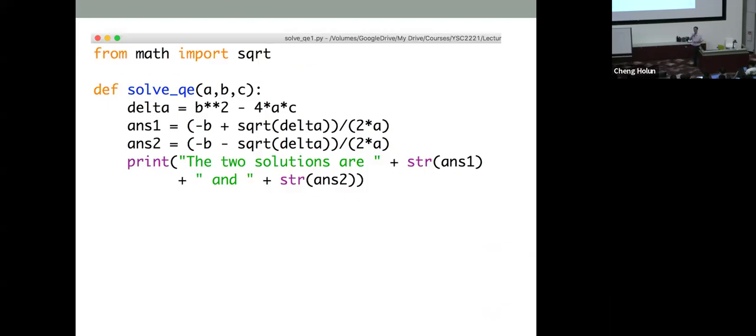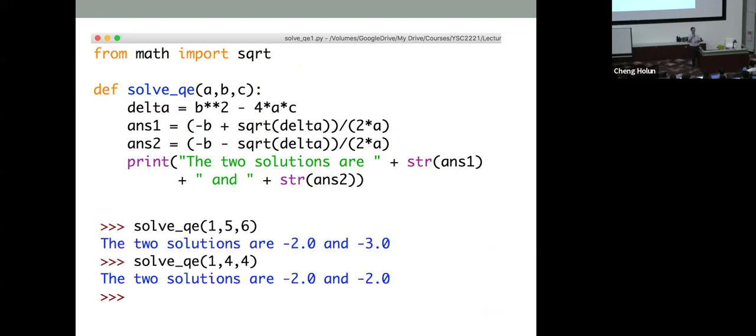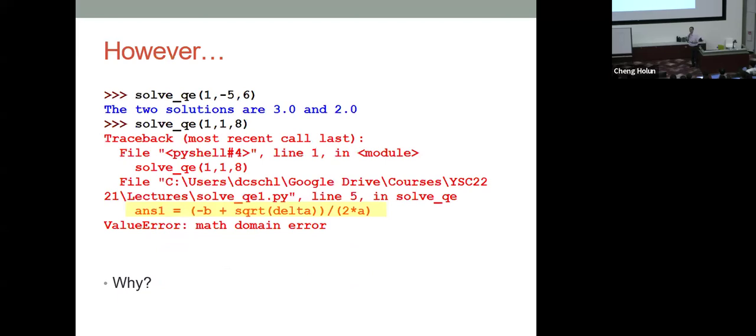And go back to this code. Am I done? Do you think it's a perfect code that can solve any quadratic equation? Do you remember your secondary school stuff? Can I just solve it like that? No, why?